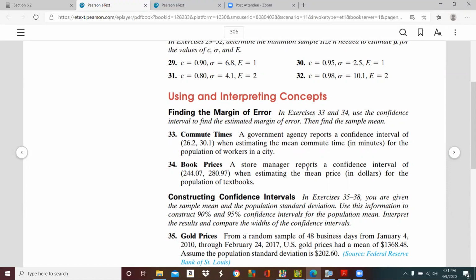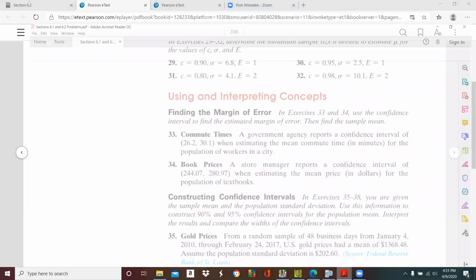In other words, they're asking you to work backwards. Here's the confidence interval, left endpoint, right endpoint. Left endpoint's 26.2, right endpoint's 30.1. How do you figure out the margin of error and the sample mean? All right, so let's take a look at the solution.